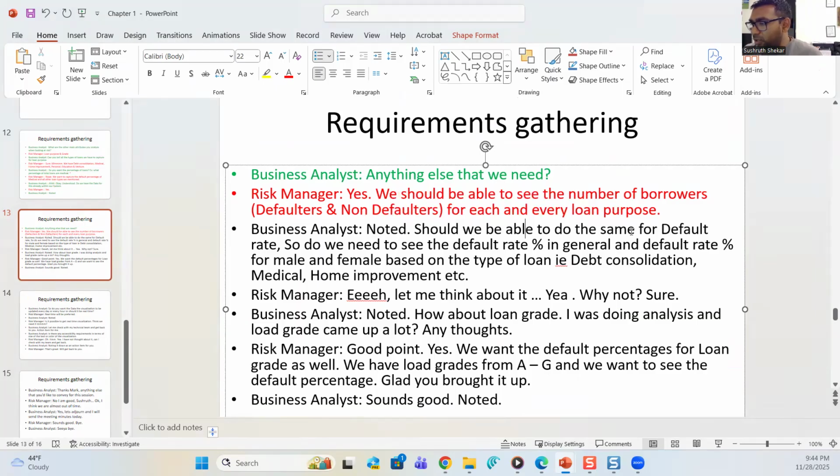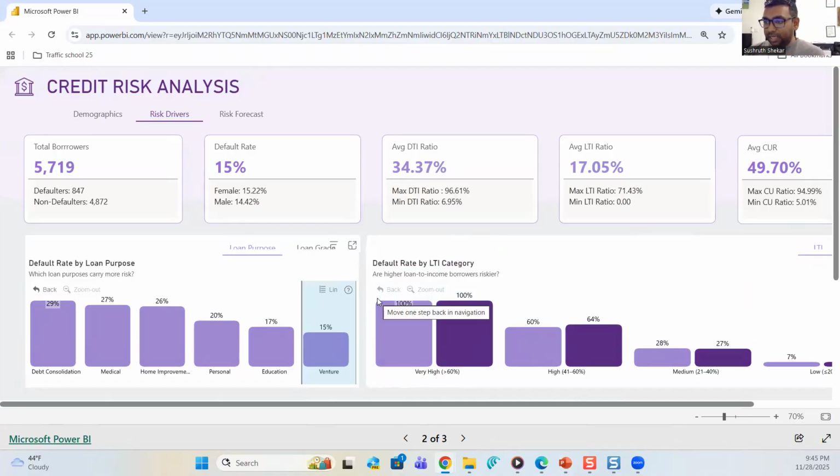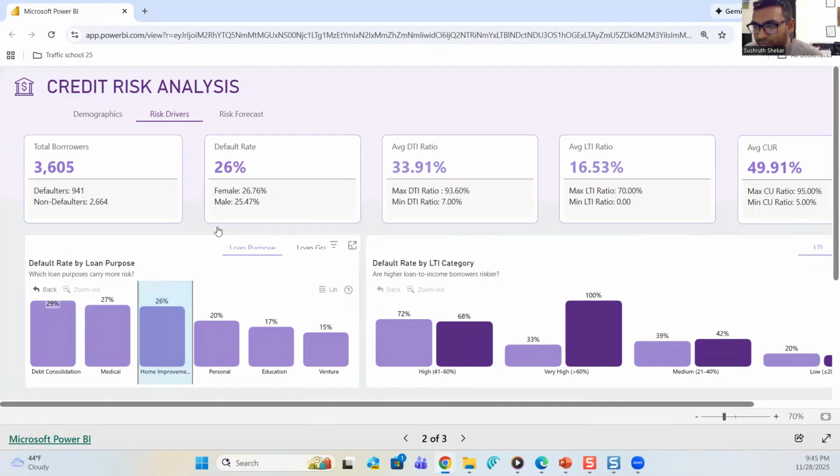Should we be able to do the same for default rate? Do we need to see the default rate percentage in general and default rate percentage for male and female based on the type of loan, that is debt consolidation, medical, home improvement, etc.? I am taking the lead and asking, you mentioned this, do you also want to see the overall default rate and female and male default rate for each and every loan purpose?